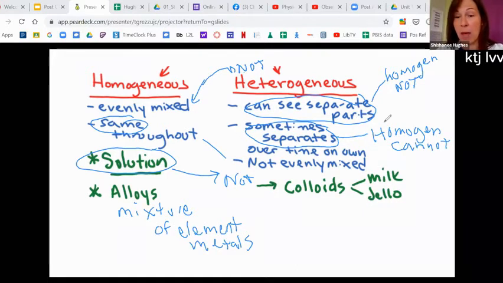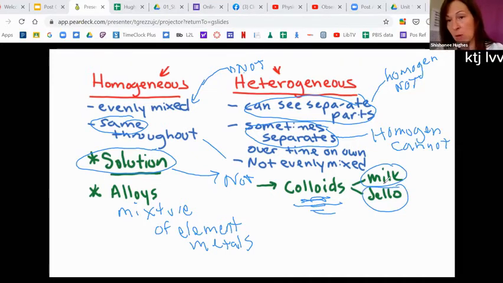And then we have colloids, which are kind of tough. Milk was the example and Jell-O was the example that I gave you in the notes. And these might not seem like you can see the separate parts, or that they're not evenly mixed. When I drink milk, it seems the same every time. But if I leave the milk in there for a month, oh no.